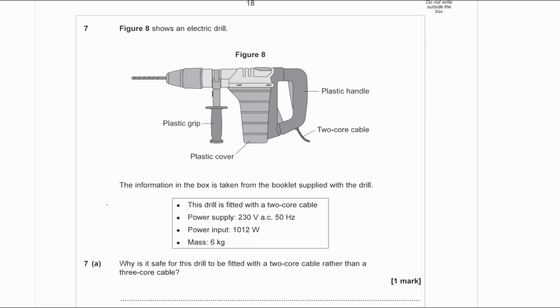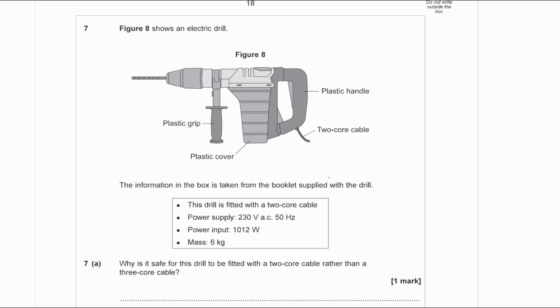So question 7, we've got figure 8 shows an electric drill. Right, so we've got this drill here. You've probably seen one of these in real life. We've got these plastic handles, plastic grips, plastic cover, and a 2-core cable. They're clearly all important. The information in the box is taken from the booklet supplied with the drill.